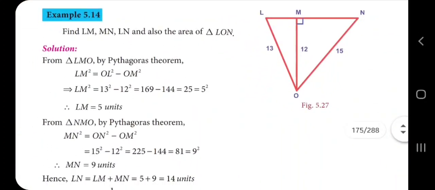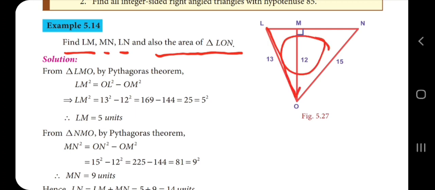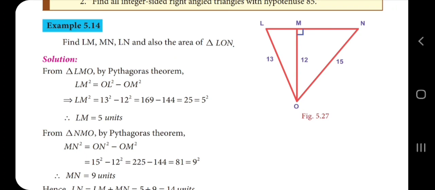So, if we see this problem, find LM, MN, LN, and also the area of triangle LMN. So we're going to find the area of triangle LMN. Area means the surface which is occupied by the closed figure. So these are the values we're going to find from triangle LMO.